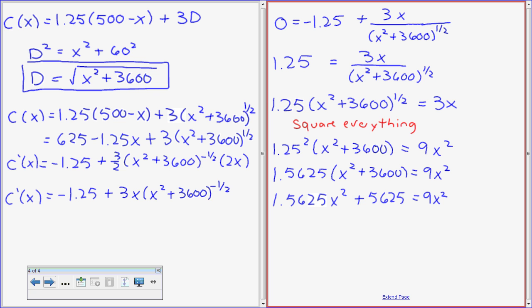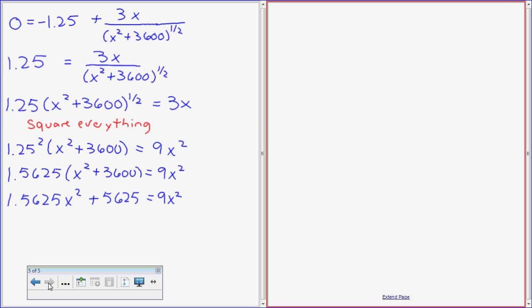Okay. How do you solve for x squared now? What would I do? Move the other x squared over. Yeah. So I'm going to move the 1.5625 over, and I'm going to call that 5625 equals 7.4375. Is that right? Yeah. Okay. Nathan, since you're saying yes to every question I have, how do we solve for x squared? What's the next step? Divide by your new number, right? Yeah.